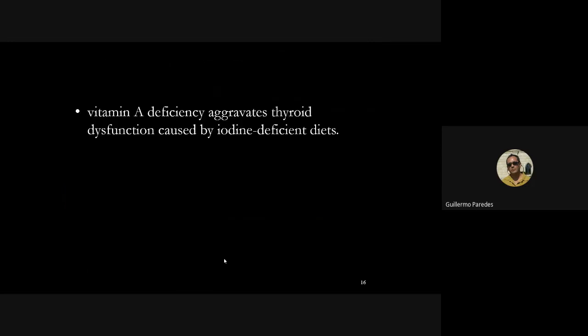Vitamin A deficiency aggravates thyroid dysfunctions caused by an iodine-deficient diet, and can cause hypothyroidism. So basically vitamin A is considered a hormone. Why? Because it participates in the control of the balance of the thyroid gland function. Okay, thyroid gland function. The other vitamin that is considered a hormone is vitamin D. We will see that in the next slides.